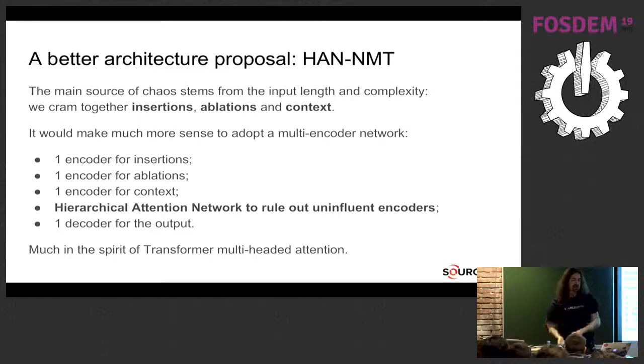It will make much more sense to adopt a multi-encoder network in which we use an encoder for insertion, one for ablation, one for context, and then a hierarchical attention network to tell which encoder is not influent and should actually be disregarded, and then just one decoder to funnel out everything outside.